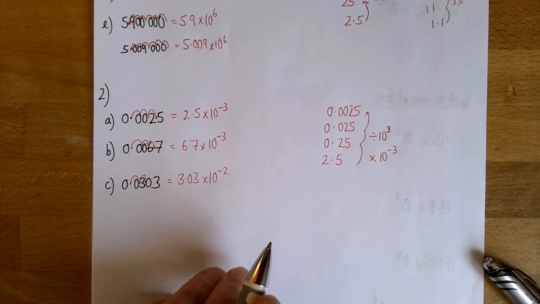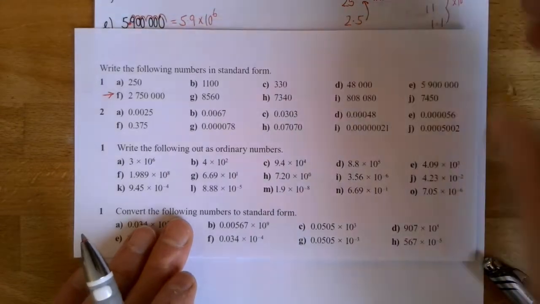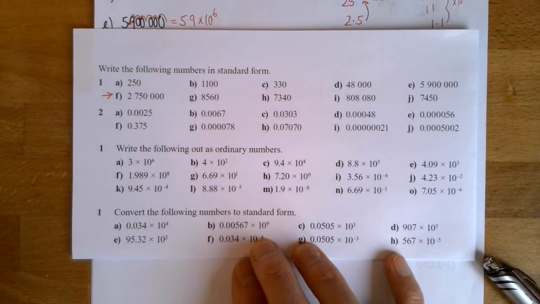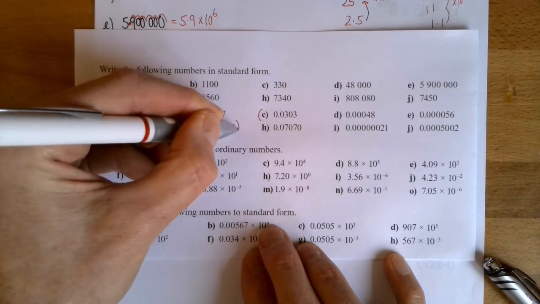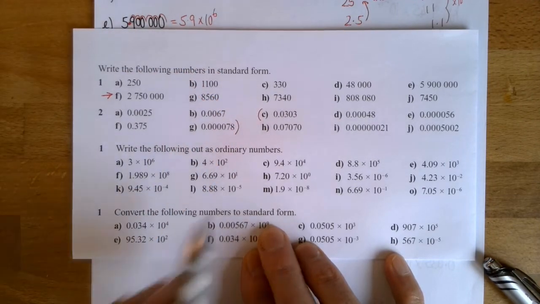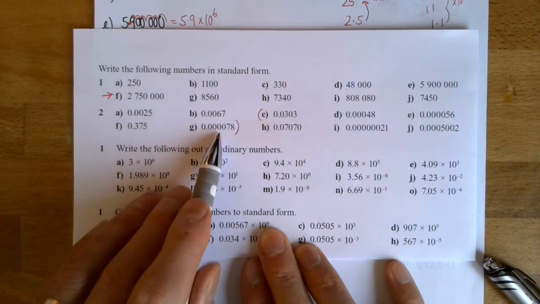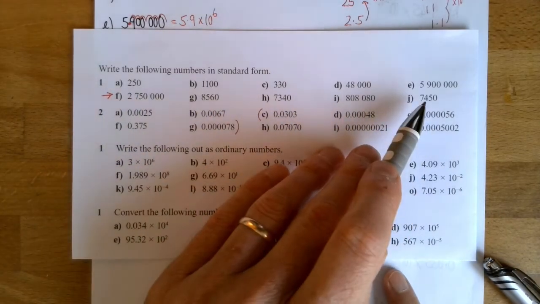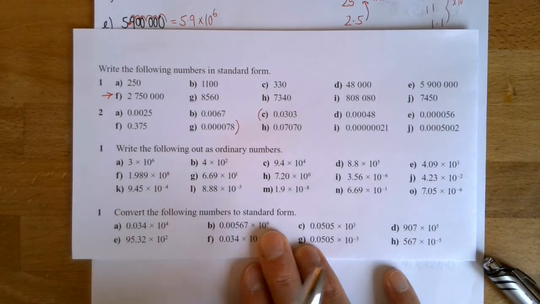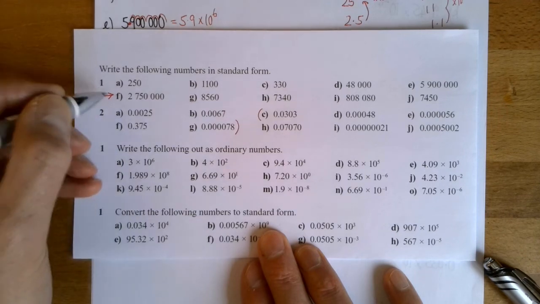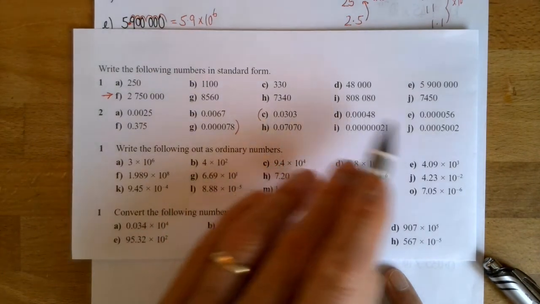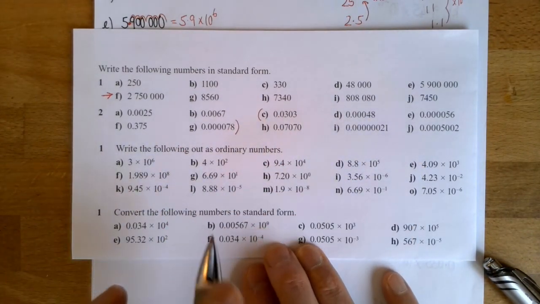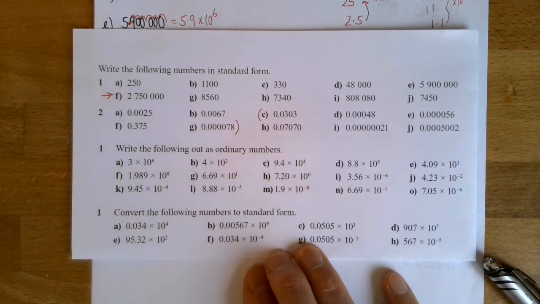So I'd like you to have a go. I've done the first three from this question, so I'd just like you to have a go at C through to G in that second question. So 1, 2, 3, 4, 5. You did 5 of the big numbers for me, and I'd like you to do 5 of the small numbers, writing them in standard form. Okay? So you've done question 1, F, G, H, I and J. I want you to do question 2, C, D, E, F and G. Pause at this point and do that, and then we'll move on.